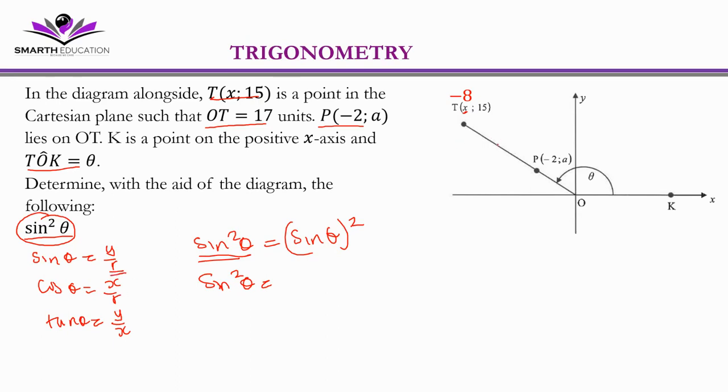Y over r. Y is 15. R, the OT, is 17. So this is like 15 over 17 squared. Okay, so which is what? Sine squared theta is 225 over 289.